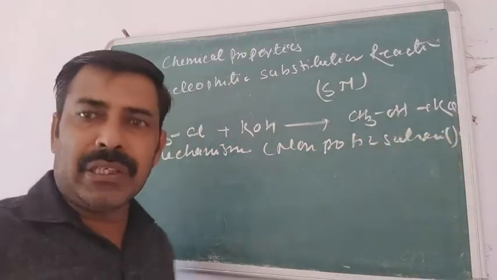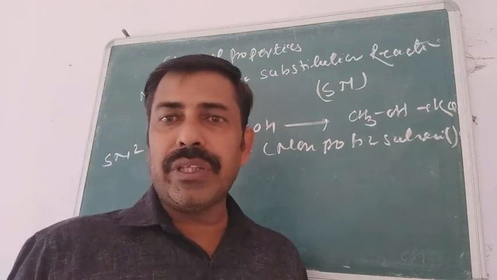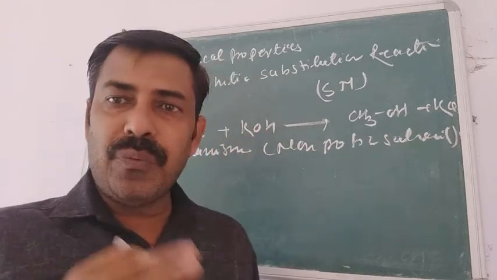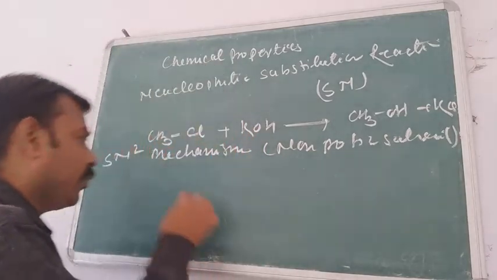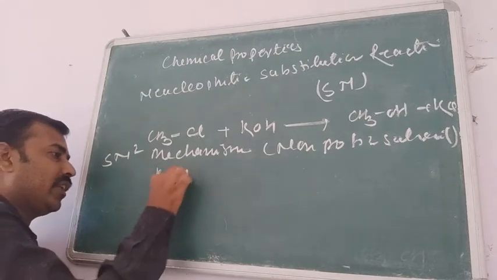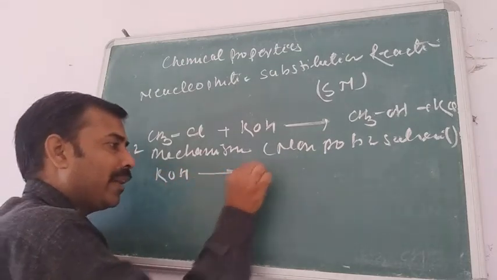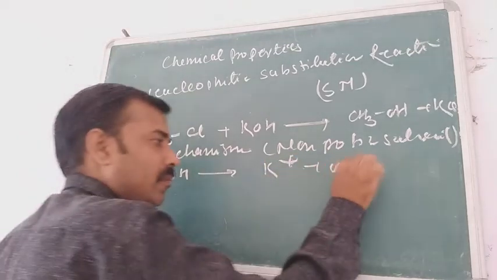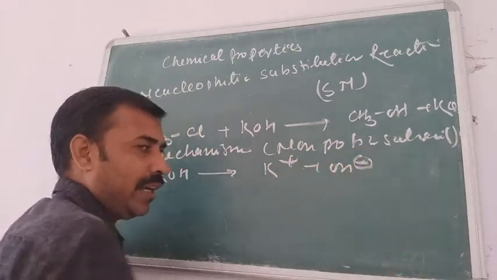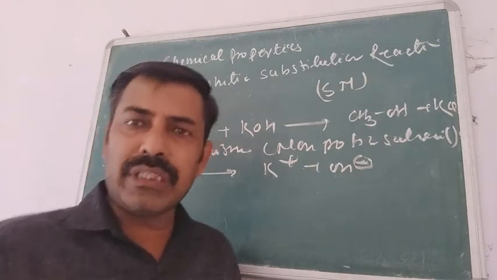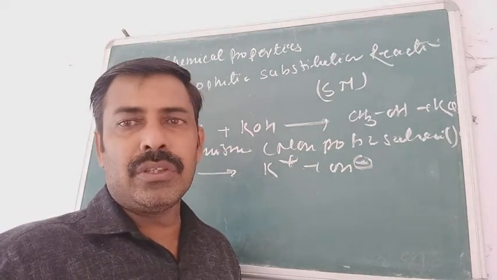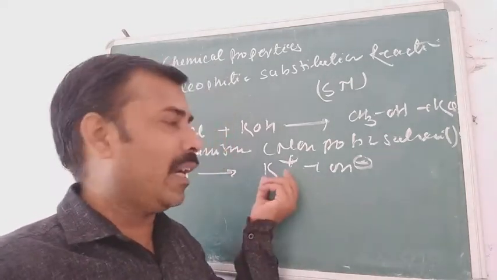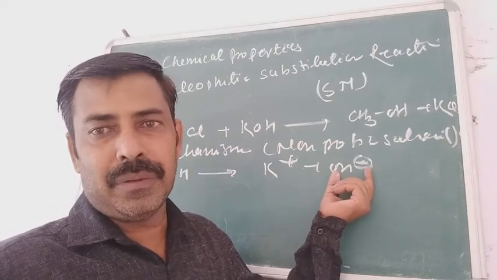In any mechanism, the first step is always the generation of the attacking group, and here the attacking group will be the hydroxyl group. So we are going to generate the hydroxyl group. Here this KOH will break into K plus and OH minus, because it is a strong electrolyte. So a very strong polar condition is not needed for this compound. It has a big tendency to dissociate into its ions. So here it is the cation and the anion, meaning the nucleophile.